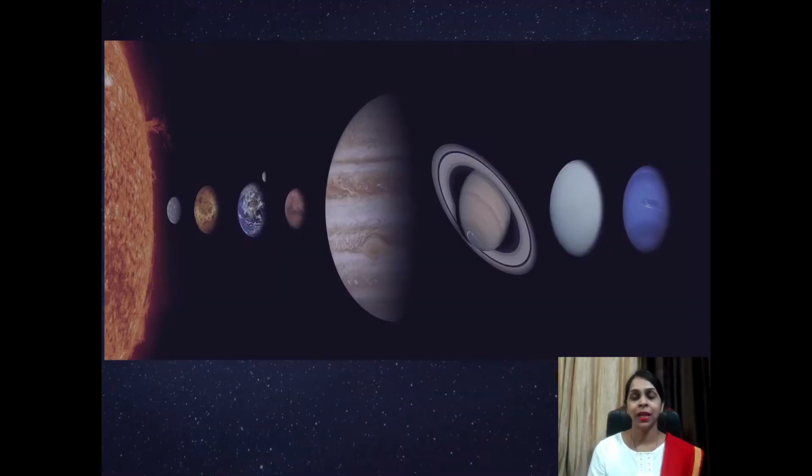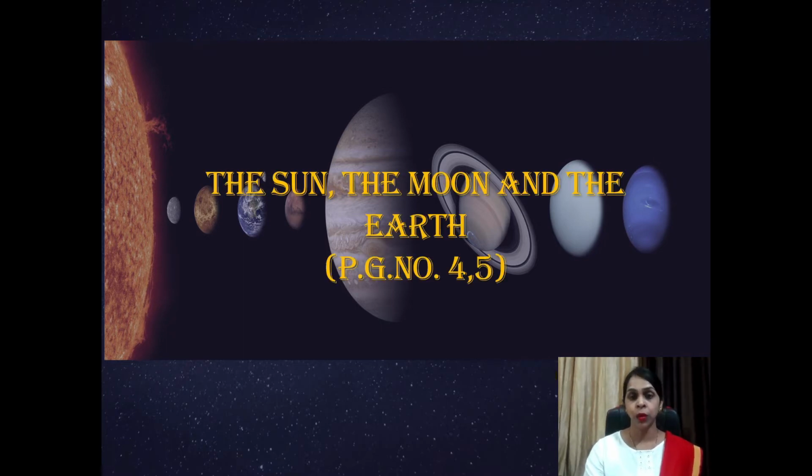Student, till here we have understood the phases of the moon. It's very clear. Okay, so today we are going to learn the sun, the moon and the earth, page number 4 to 5. We will begin the chapter with the angles of the moon and the solar system.